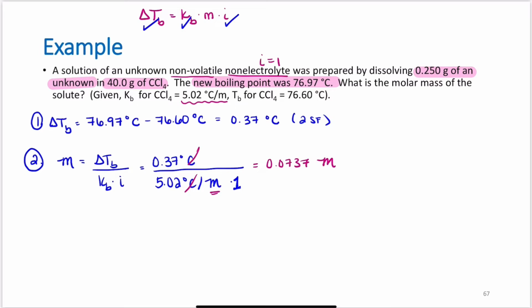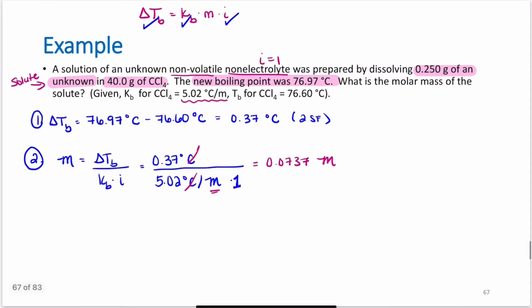Now I have molality, but how does that help me? I really want molar mass. Well, I'm told that I have 40 grams of carbon tetrachloride. Carbon tetrachloride is my solvent. This is my solute. These words are so similar. And this is my solvent. I know molality is moles of solute divided by kilograms of solvent. I know the grams of solvent. I can quickly use that to find the kilograms of solvent. With the molality, I can solve for the number of moles of solute.